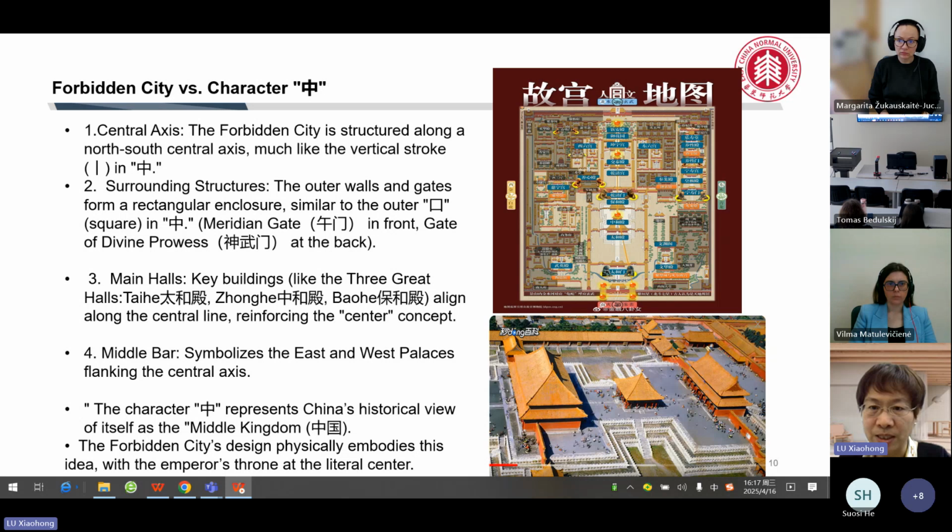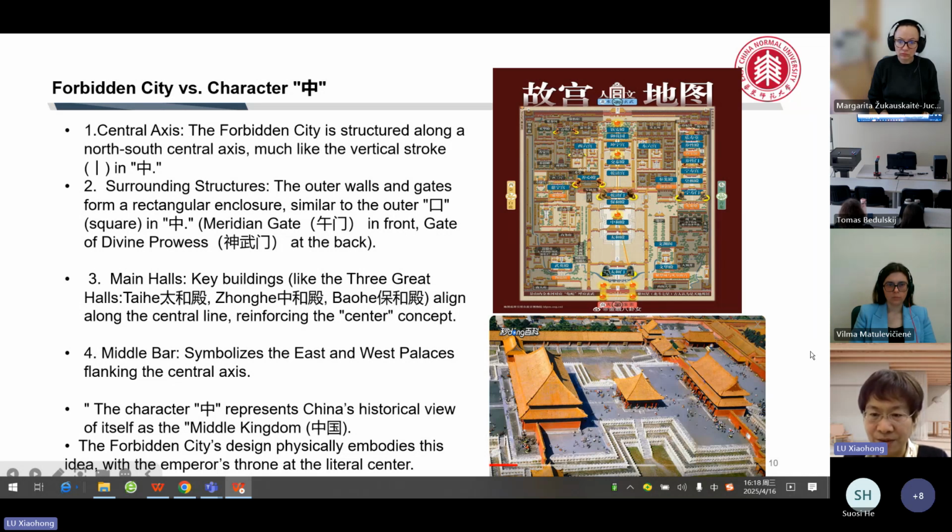And the next one is 保和殿. So these are the most important halls or buildings in the Forbidden City. It aligns with the central line, reinforcing the center concept. And then the middle bar symbolizes the east and west palaces, flanking the central axis. They all surround this central one.